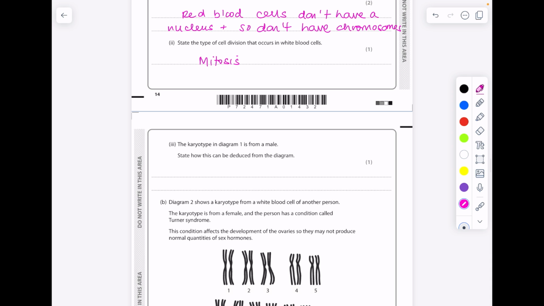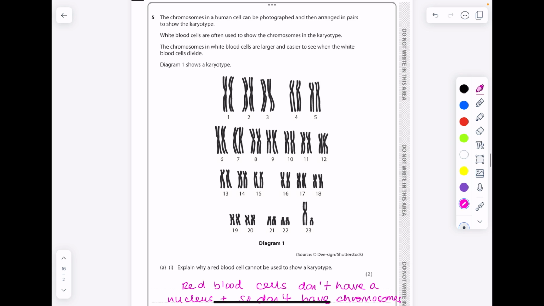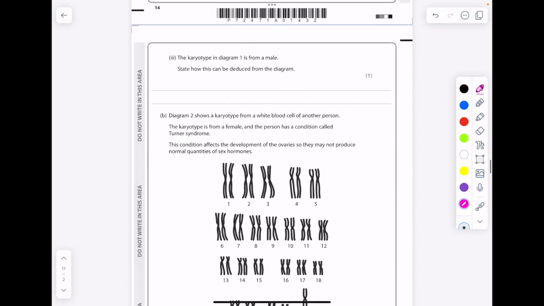The karyotype in diagram 1 is from a male. State how this can be deduced from the diagram. So we are looking here at the sex chromosomes, and we're expecting, as we can see here, to see an X and a Y chromosome.